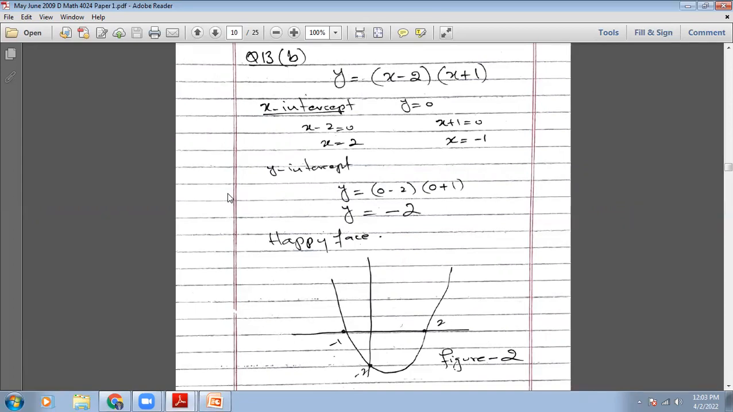It means that the parabola will be cutting the x-axis at x equals 2 and at x equals minus 1. Another thing: the coefficient of x squared will always be positive, so it will be a happy face. And for the y-intercept, put the x value 0; when x is 0, the y value will be minus 2.